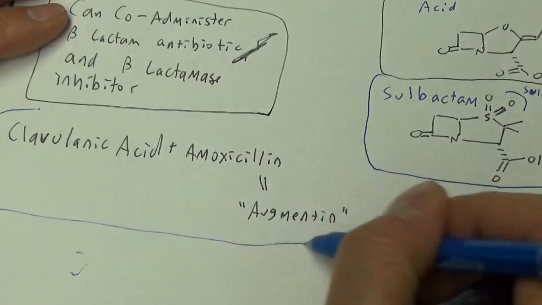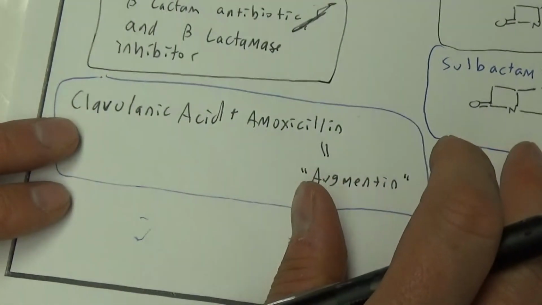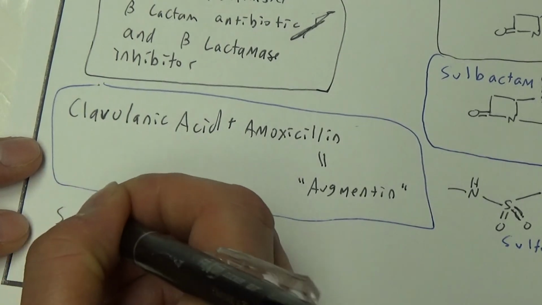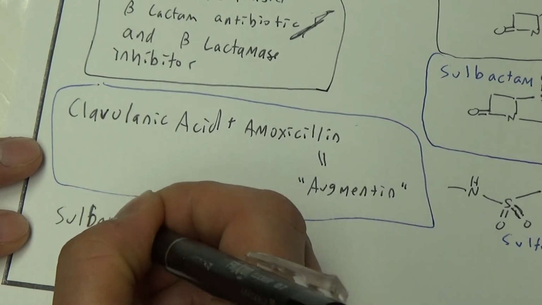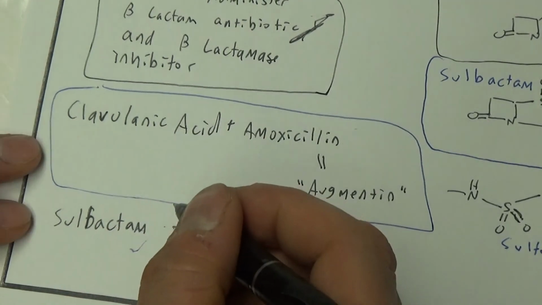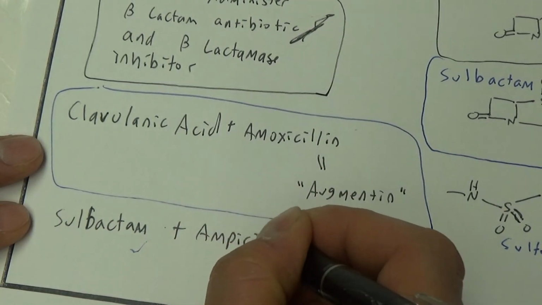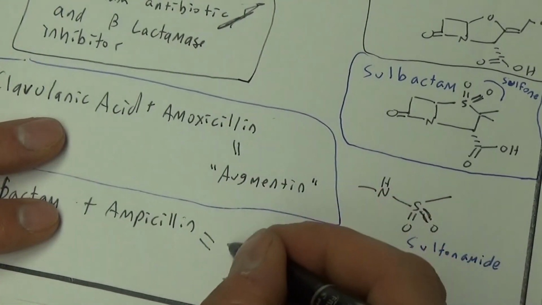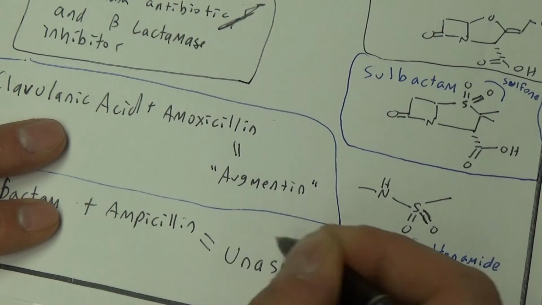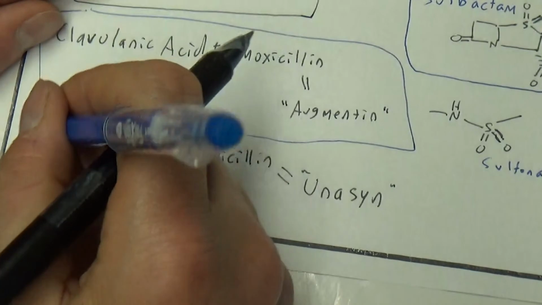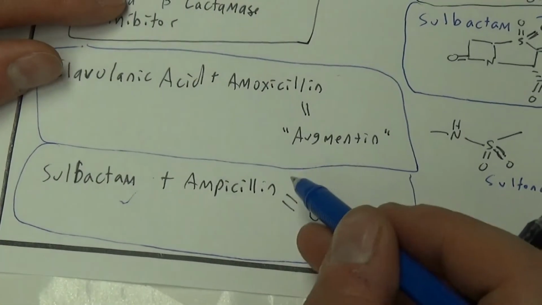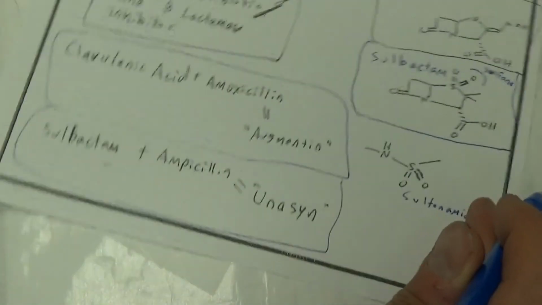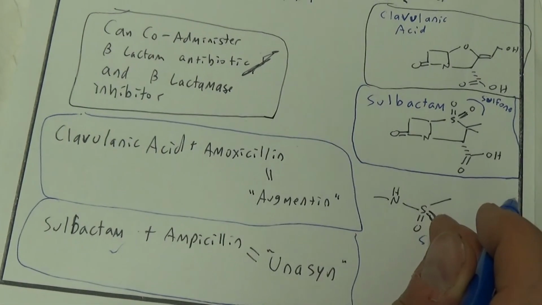Okay. And then ampicillin, or we'll say sulbactam, which is the other one, the sulfone one. Sulbactam plus ampicillin is equal to something called Unasyn, as a drug. And it's a combination of one of the penicillin derivatives and sulbactam, a beta-lactamase inhibitor. So anyway, that's pretty cool. All right.